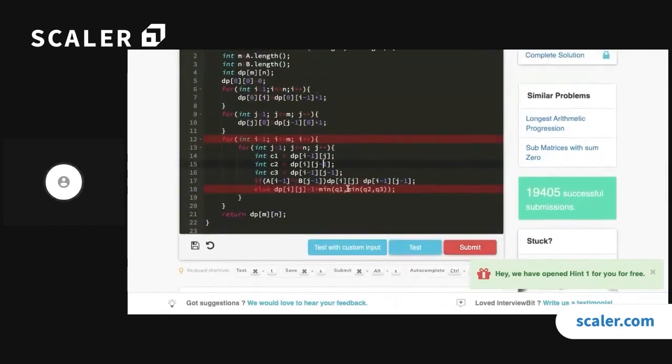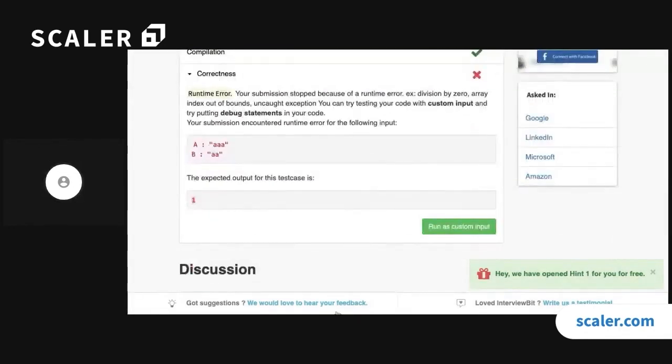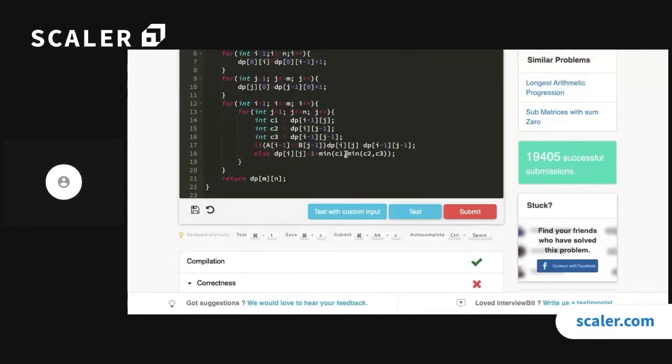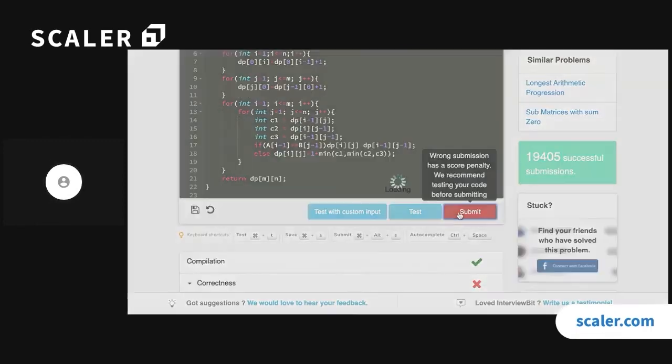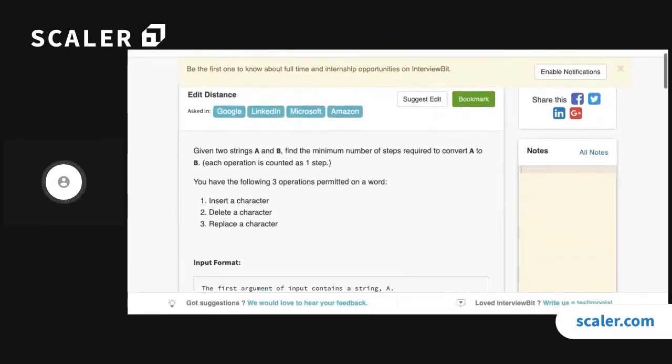These are not q1 q2, these are c1 c2 c3. Cool. Okay, dp of int m is equal to a dot length, perfect, and dp of m plus 1, right? Sorry, it should be m plus 1. Okay, let's see now. Cool, we have got the solution.